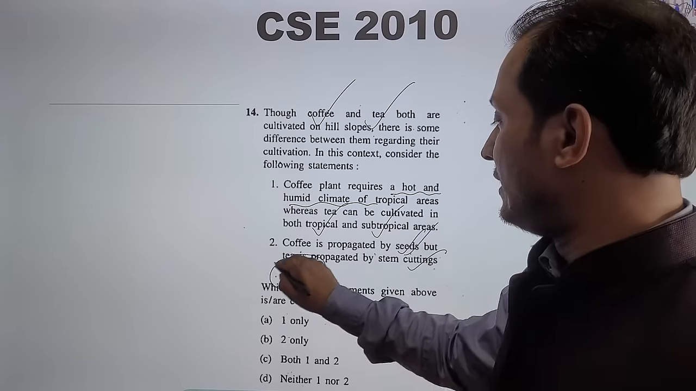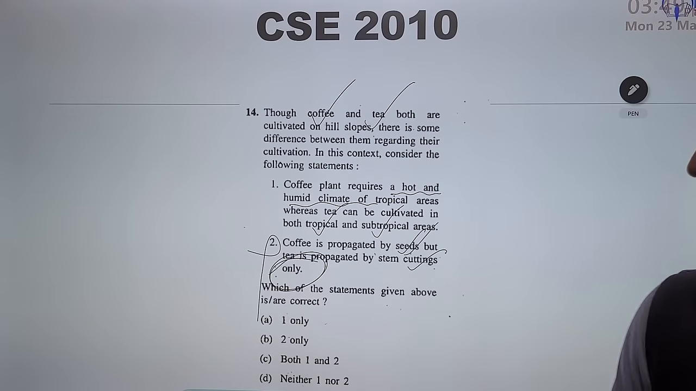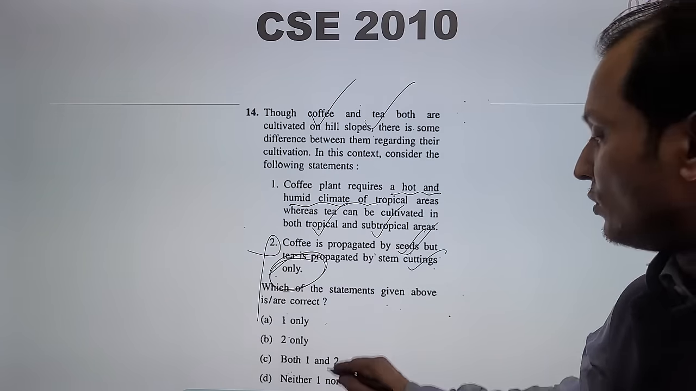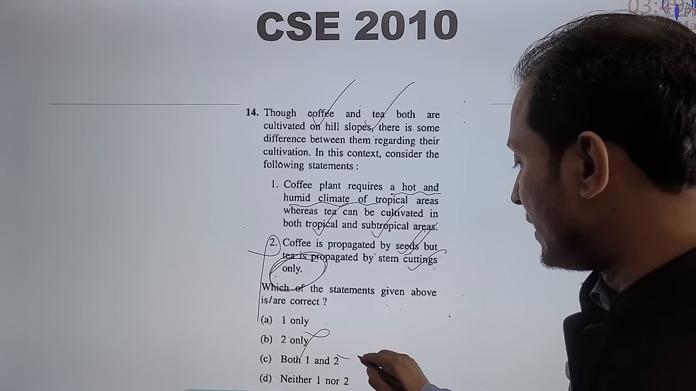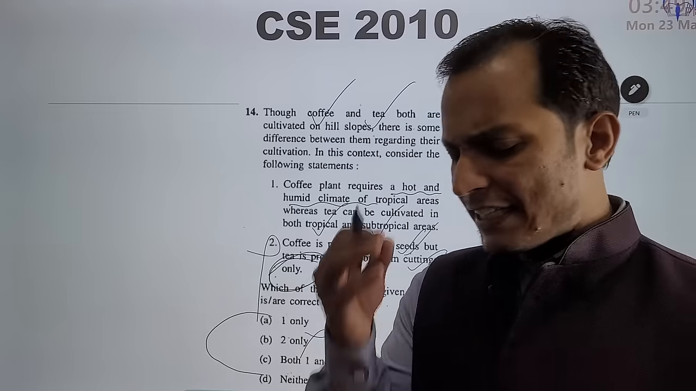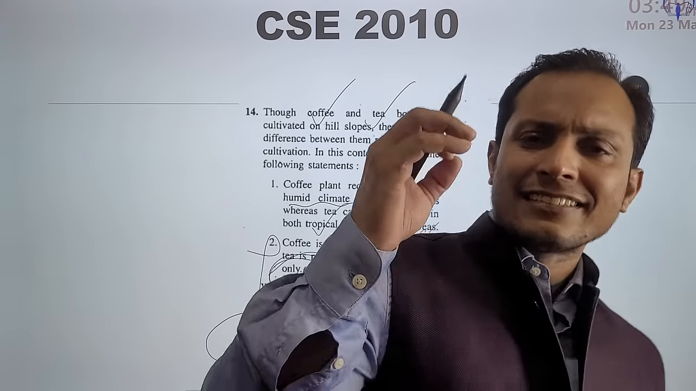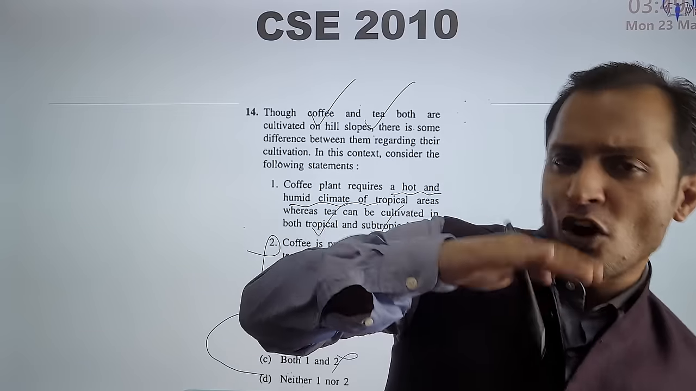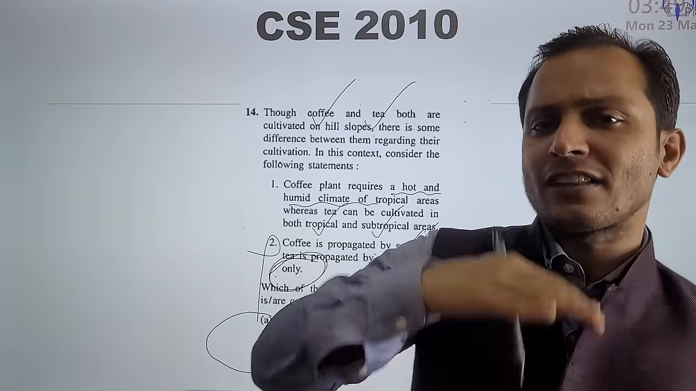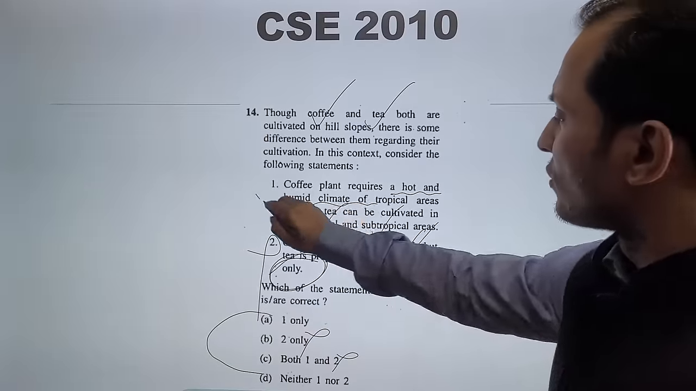You see, again, only. So we can eliminate statement 2. Once we eliminate statement 2, we eliminate 2 options. We are left with option A and option D. And if we have a little bit of knowledge also, we know that tea is cultivated in India in the northeastern areas also, and northeastern areas fall in subtropical region. So statement 1 is also correct.